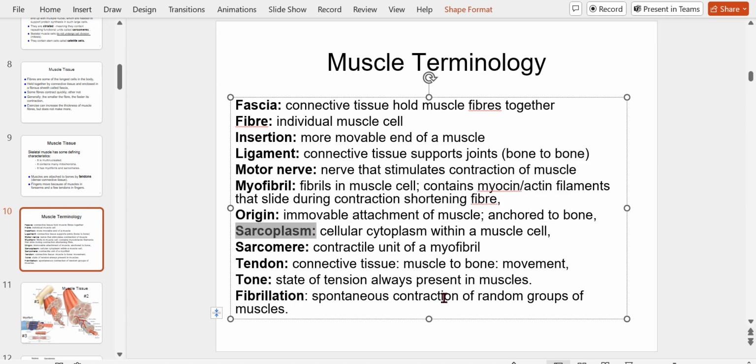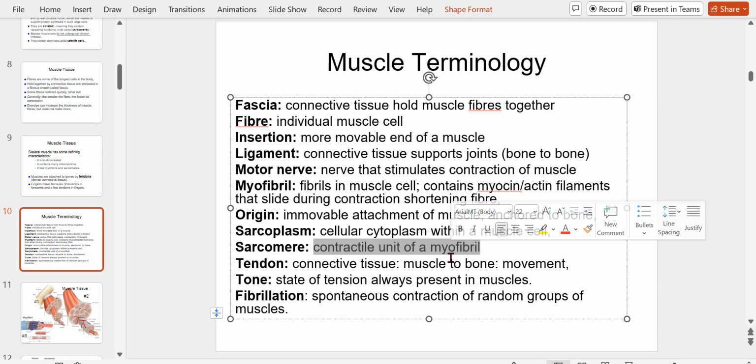Sarcoplasm is related to cytoplasm. Things have to move from one side of the cell to another, right? Sarcomere. These guys are the two components of a sarcomere. We'll show you these, okay? The contractile unit of a myofibril. Here we're talking about the microscopic. And when dealing with muscle, the microscopic absolutely represents the macroscopic, the major muscle that we look at, okay?